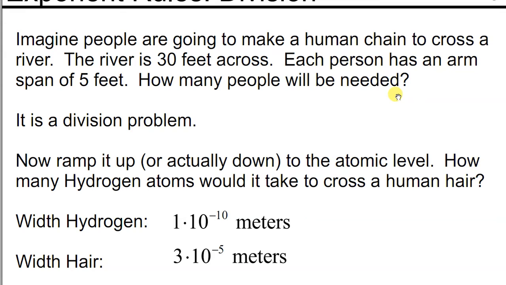Imagine people are going to make a human chain to cross a river. The river is 30 feet across. Each person has an arm span of 5 feet. How many people will be needed? Well, that's 30 divided by 5. I'll need 6 people to make that work.